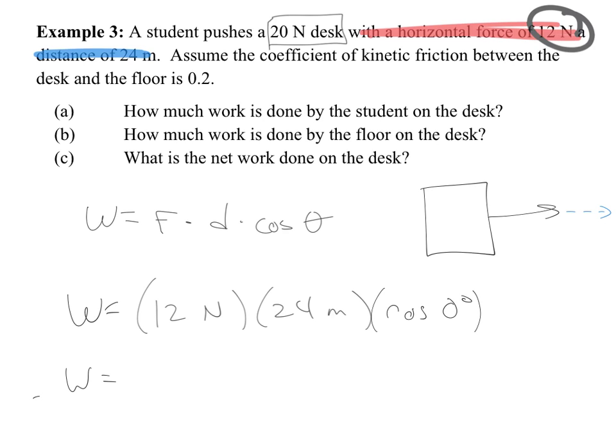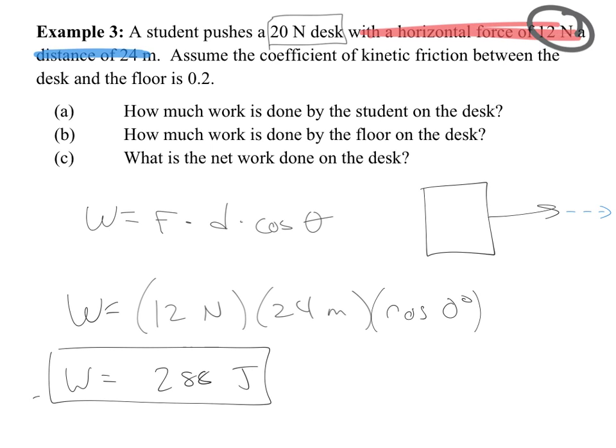So 12 times 24. 12 times 12 is 144, so double that: 288. My units are joules. I remember that because a newton times a meter in this chapter is defined as a joule. A newton times a meter was defined as a joule. That's part A. It's kind of the easy part, I think, because the force you're applying is given.